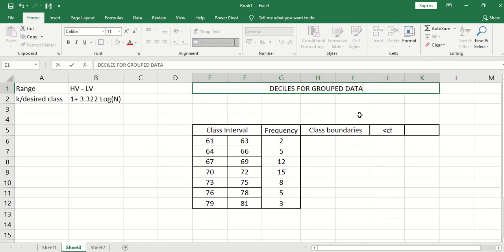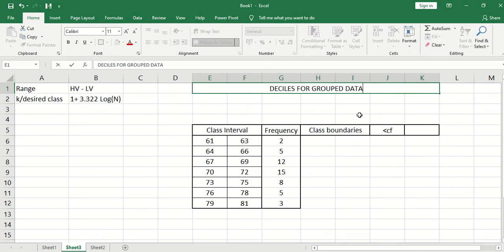So yeah, let's talk about the table for grouped data. Here, I give the class interval, and the frequency is already given. Now, what are those numbers, or variables, that we need? As you can see, we only have the class interval, frequency, class boundaries, and of course the cumulative frequency, or less than cumulative frequency.